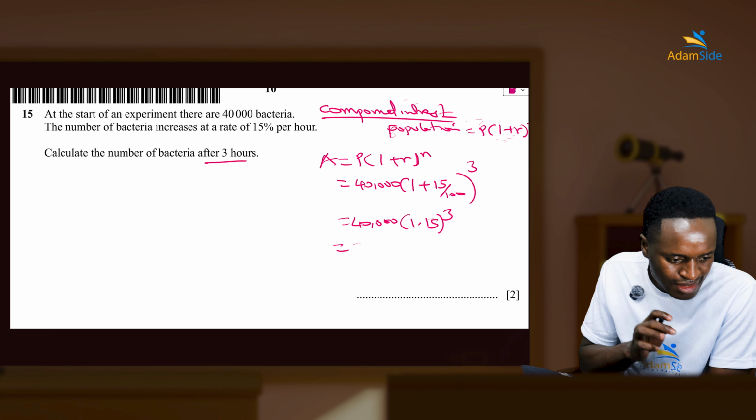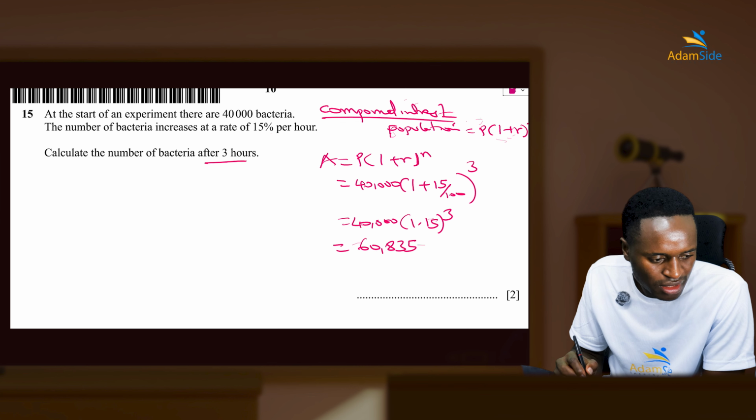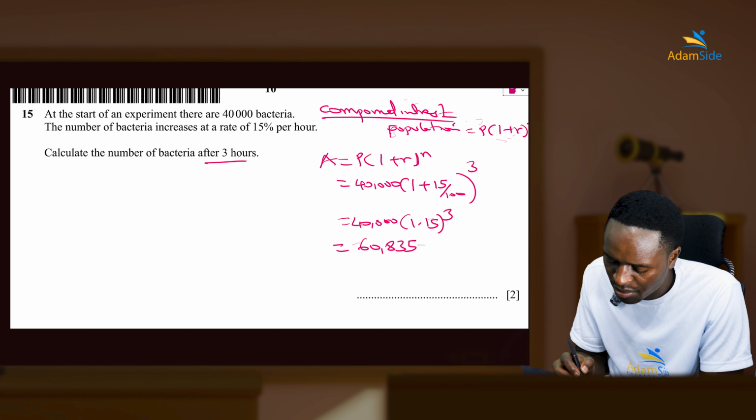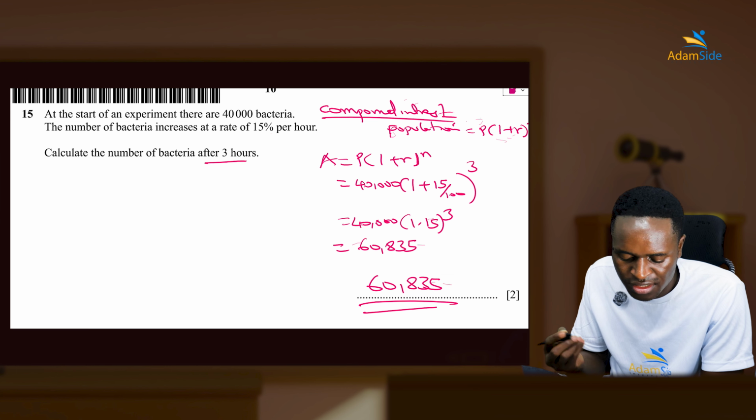What do you get? You get 60,835. And that's it, because we were asked to calculate the amount, our answer will be 60,835. It's as simple as that.